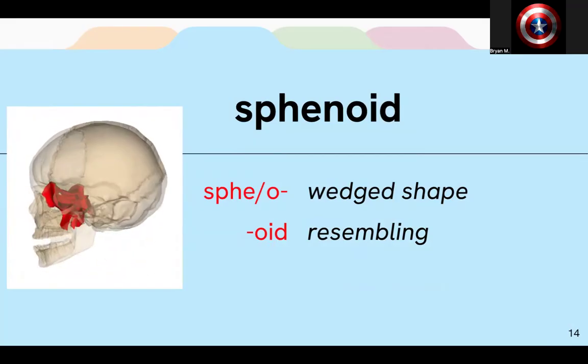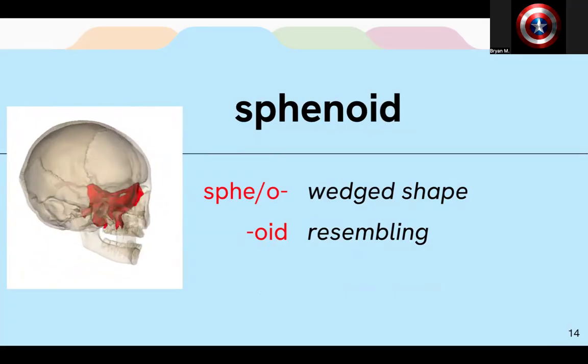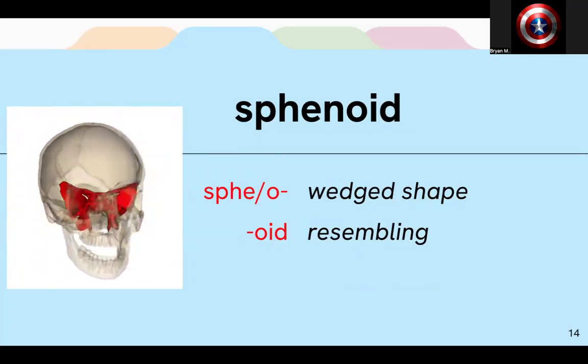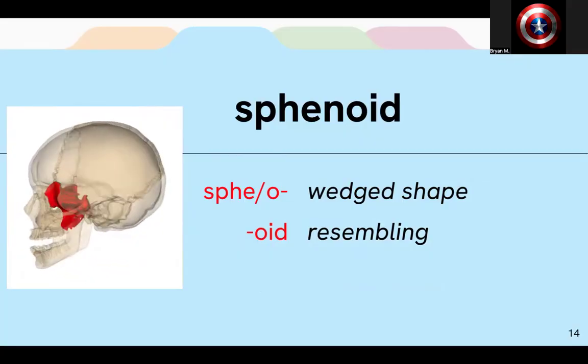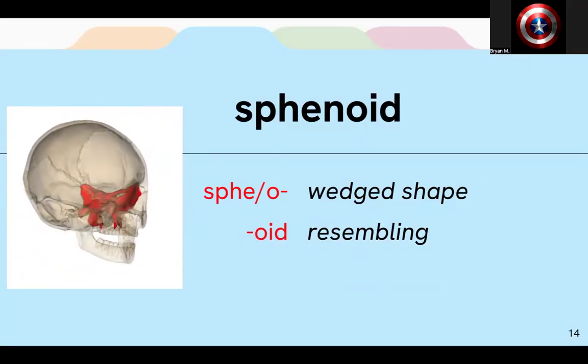Sphenoid bone is large and irregularly shaped that forms the central base and sides of the cranium and the posterior walls of the eye sockets. Sphen or spheno means wedge or wedge shaped, plus suffix oid, which means resembling.